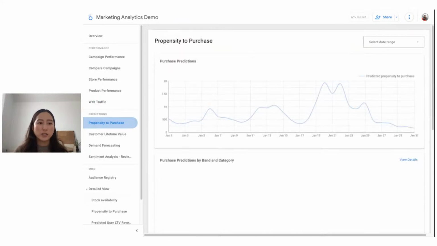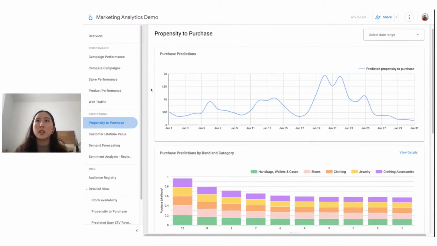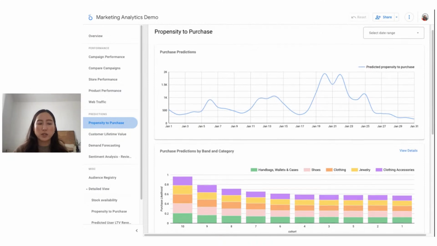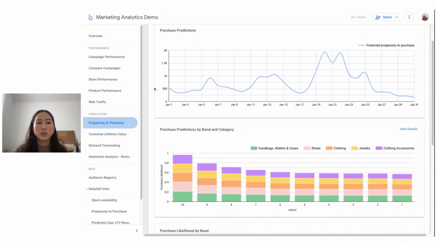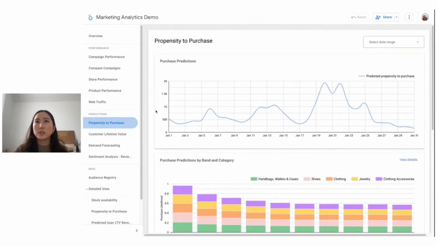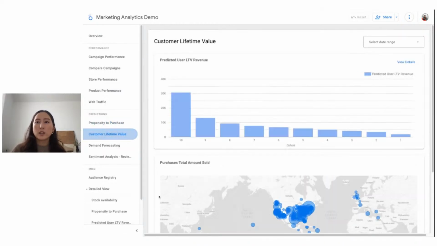Now for predictions, Maria's developing her audience strategy, and so she wants to look at propensity to purchase. Here you can see, when customers are purchasing, which cohorts are most likely to purchase and what category they're most likely to purchase. So being able to see what the purchases will look like in the coming times.